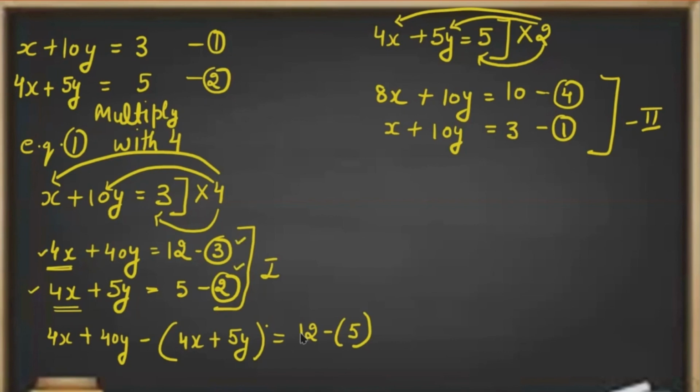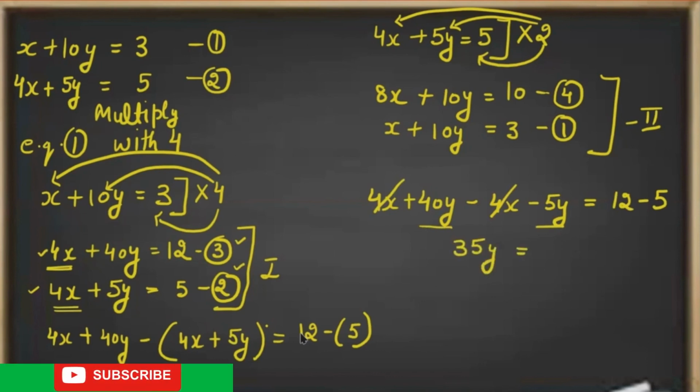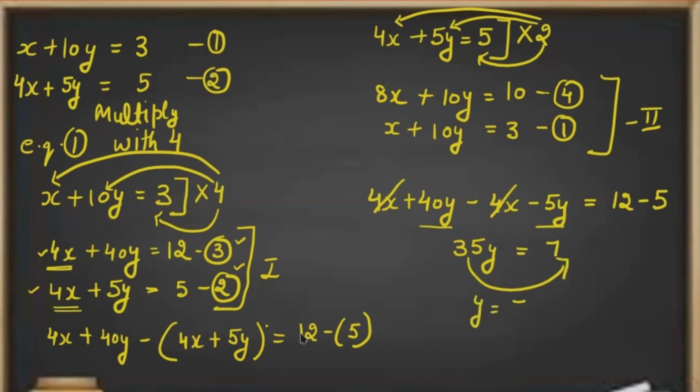Now open the brackets. We'll get 4x plus 40y minus 4x minus 5y is equal to 12 minus 5. 4x and 4x will cancel. 40y minus 5y is 35y, which is equal to 7. We'll take 35 to the other side. We'll get y equals 7 over 35, which when we simplify gives 1 by 5. So the value of y is 1 by 5.